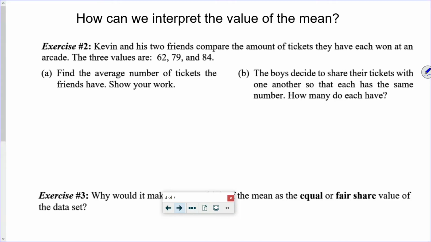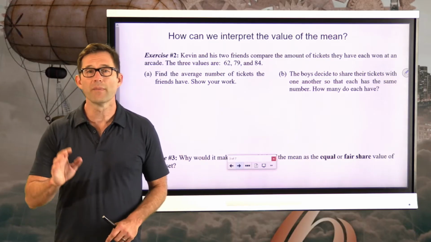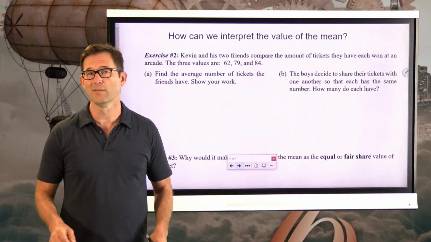Kevin and his 2 friends compare the amount of tickets that they have each won at an arcade. The 3 values are 62, 79, and 84. Letter A asks us to find the average number of tickets the friends have. Show your work.